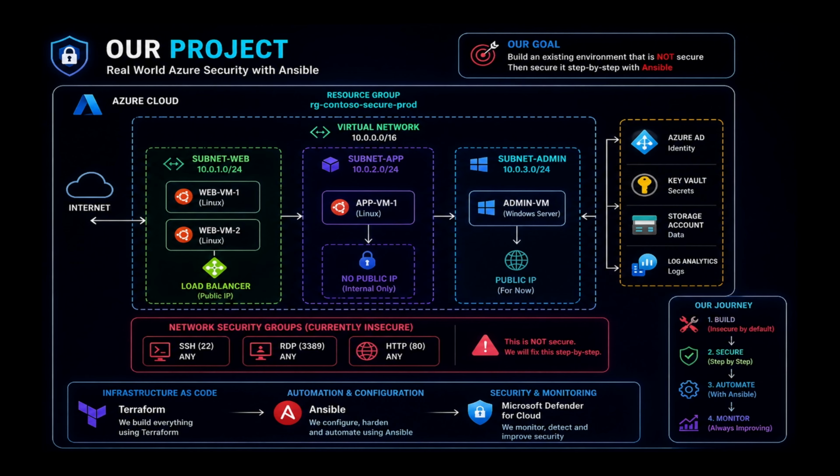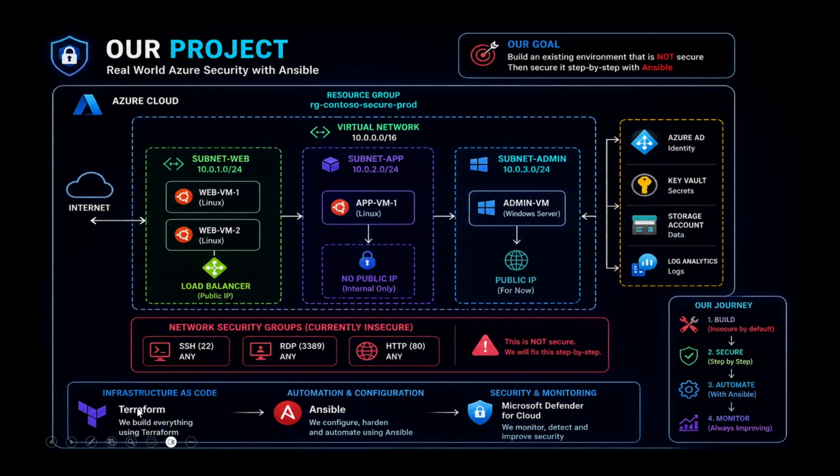Behind the web layer, we have the application layer. These servers are internal only and do not have a public IP. And here we have an admin server used for management and administration. And this is where the security problems start. Ports like SSH, RDP, HTTP are open to the internet. This environment is not secure, and that's exactly what we want. Because during this series, we will secure it step by step.